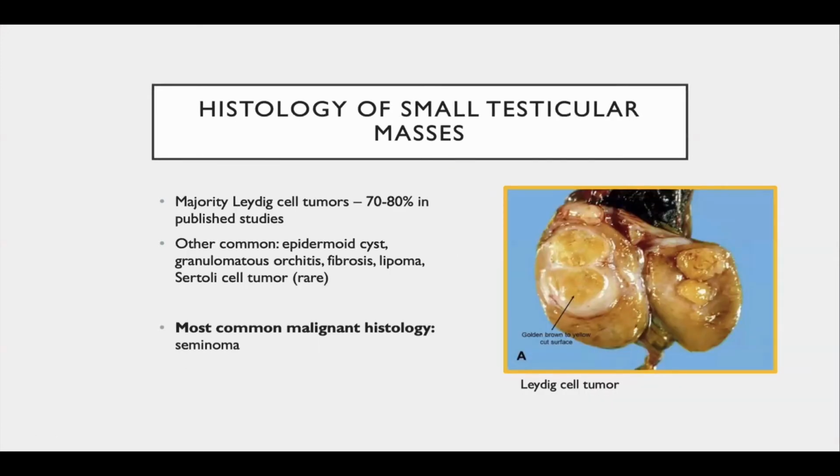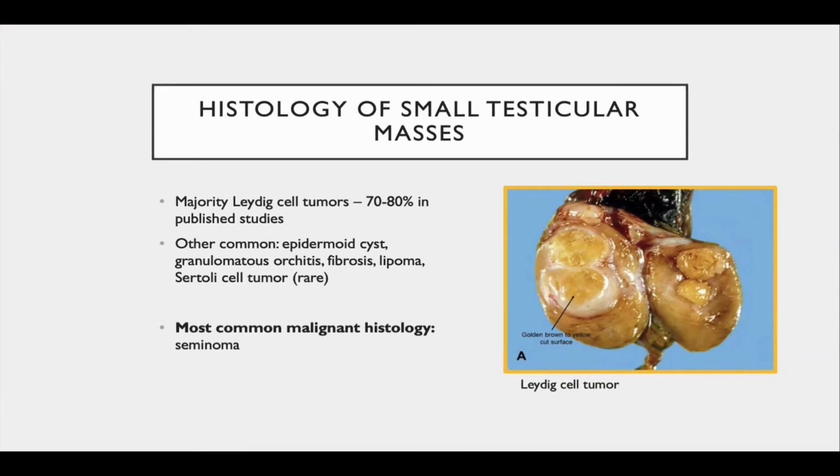So of the men who do undergo surgery for small testicular masses, what is their histology? Do we find malignancy, or benign disease? The vast majority, 70 to 80% across all case series, end up being Leydig cell tumors, and the vast majority of those are benign, about 95%. Other common etiologies can be rare things like an epidermoid cyst, or something really rare like a Sertoli cell tumor.